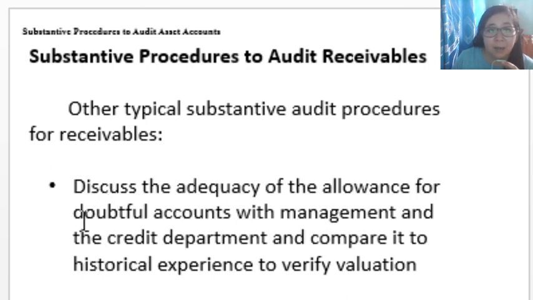Another is that the auditor can also discuss the adequacy of the allowance for doubtful accounts with the management and the credit department as well. And then the auditor will compare it to the entity's historical experience to verify if the account is properly valued. Since allowance for doubtful accounts is an accounting estimate, the auditor should make sure that the basis of the estimate used by the entity is reliable, or based on their past experience.